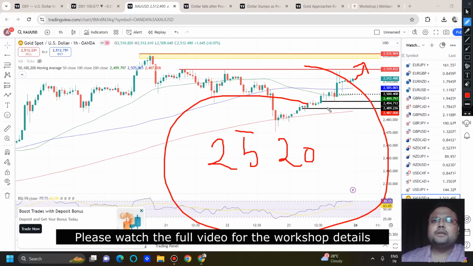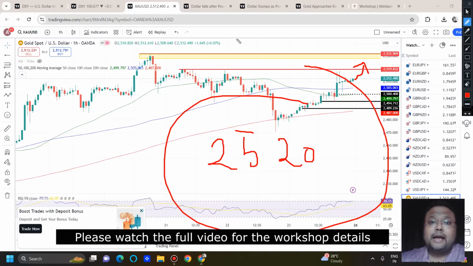Okay, because to break any level, volume plays an important role. If there is no volume in the market, then it will be a false breakout. Not only in gold, in any market, any chart, it's the same story. Volume is very crucial. If price is the king, volume is the queen. So volume will play a major role. So if gold breaks 2520, we can look for a buy above it.